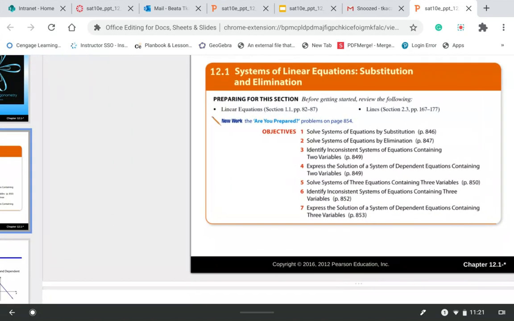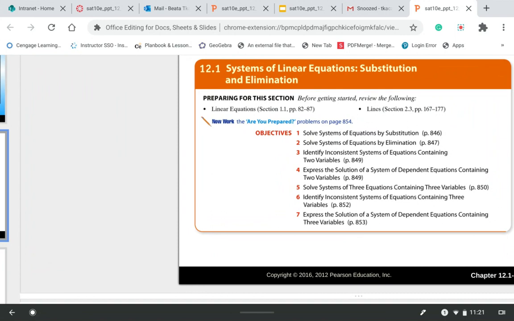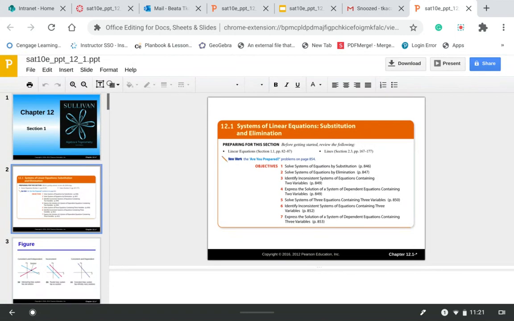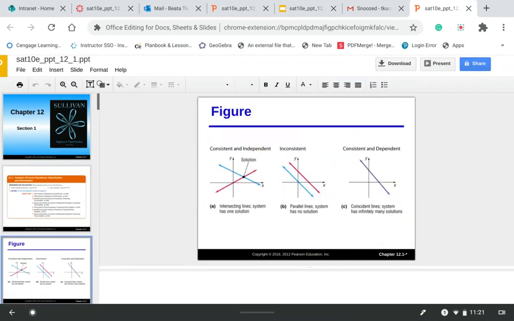Okay, so you guys also have the section 12.1 PowerPoint on Canvas. So 7 objectives. The first one, we're going to talk about solving system of equations by substitution. And then we'll focus on solving system of equations by elimination. And then we'll talk about different types of system of equations, where we're going to identify inconsistent and consistent systems. And then we'll focus on solving system with 3 variables, which is x, y, and z. And then we'll do some more problems. So this is section 12.1.